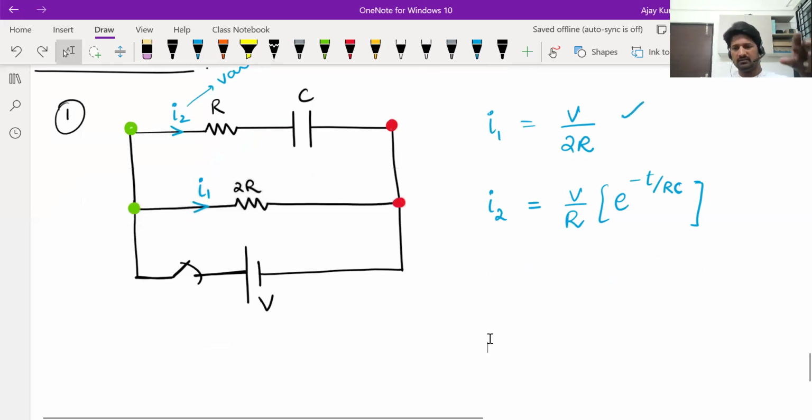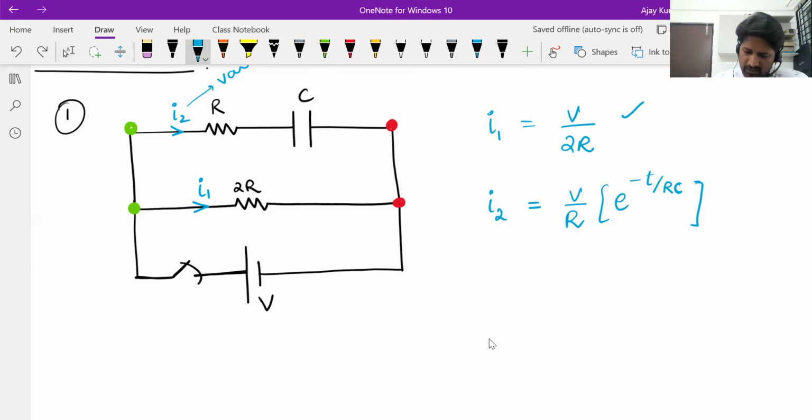Okay, and since there is another branch here in between, in that other branch also, the movement of charges will happen. So there will be two currents. The middle branch only has a resistance, so there will be a constant current in it. The upper branch has a capacitor also. Capacitor develops a voltage across it as time passes. Okay, so current will start decreasing in that other branch. I2 current will be a decreasing current. I1 will be a constant current.